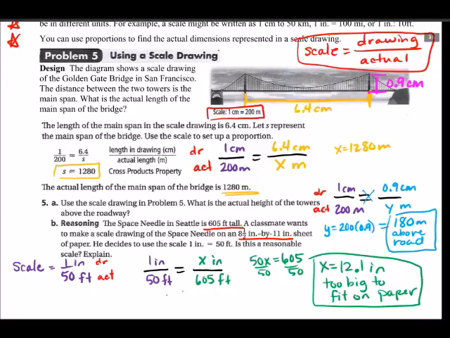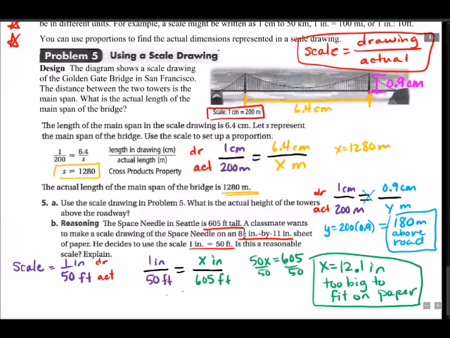And then the last problem here is on the Space Needle in Seattle. We know it's 605 feet tall, and you want to make a scale drawing on an 8.5 by 11 sheet of paper. And you decide to use the scale of 1 inch equals 50 feet. So I know my scale is 1 inch to every 50 feet. The 1 inch is the drawing, the 50 feet is the actual. So this is going to let me write a proportion.